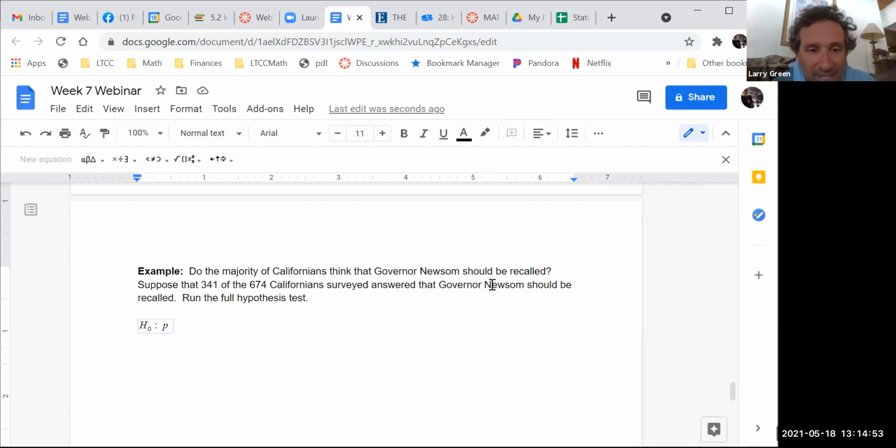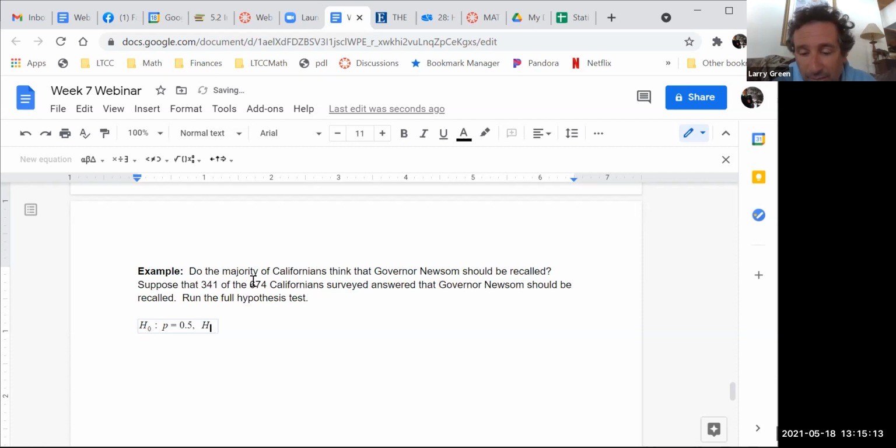Okay, and in particular, we want to show the majority of Californians think so. So the biggest number you can have that isn't a majority is 50%. So that's 0.5. Any questions on that?